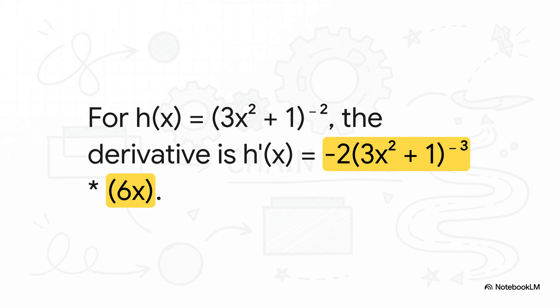Let's run through a quick example. For this function, the outside part is the power, the -2. So we apply the power rule first. Bring the -2 down in front and subtract 1 from the exponent. But then, and you can't forget this part, the chain rule kicks in. We have to multiply by the derivative of the stuff inside the parentheses, which is 6x.